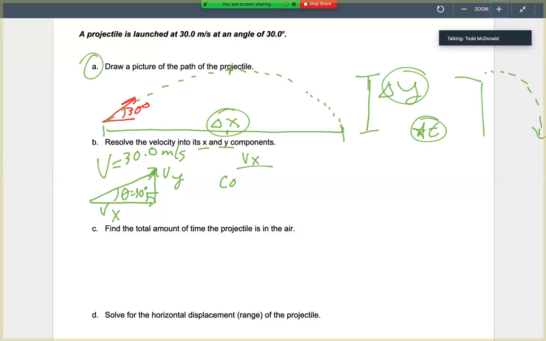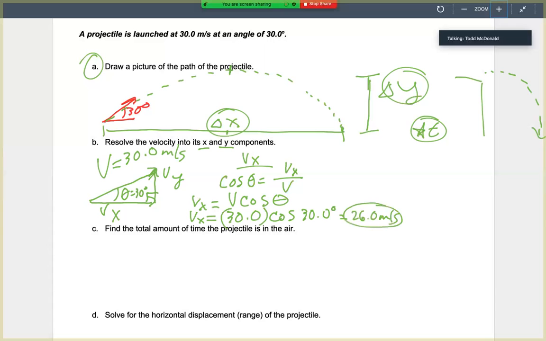So go back to cosine of theta is equal to the adjacent side, which is Vx, over the hypotenuse, which is V. We're going to rearrange this and say that Vx is equal to V cosine of theta. Then we're just going to plug in numbers and see what the horizontal velocity is. 30.0 is our hypotenuse, and we're going to do cosine of 30 degrees. When you plug this into a calculator, you should get 26.0 meters per second.